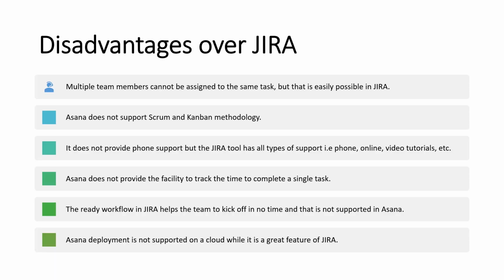Disadvantages over Jira. Multiple team members cannot be assigned to the same task, which is doable in Jira. Asana does not support Scrum and Kanban methodology. It does not provide full support, but Jira does.